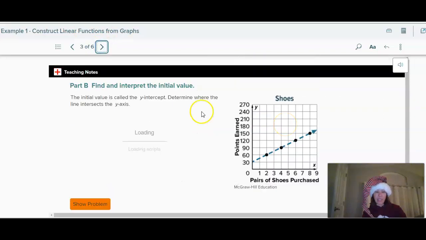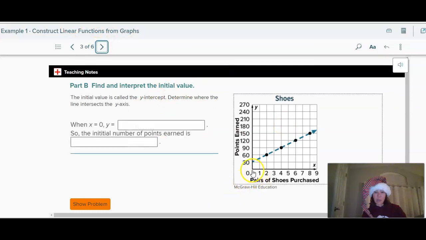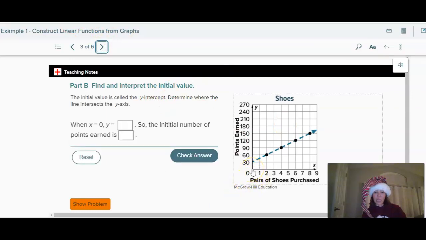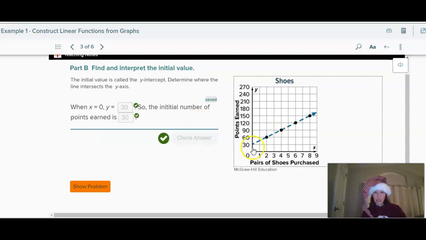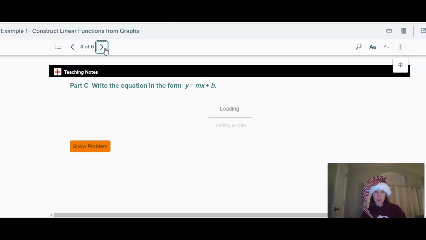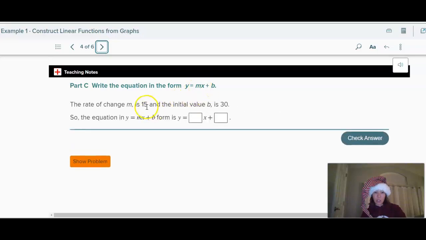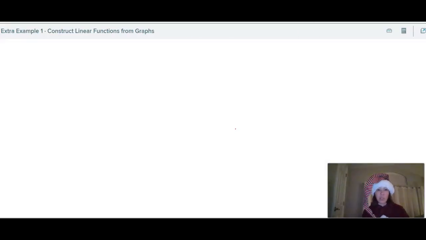Then we have to find our initial value. So our initial value is when x equals 0, what is y? And when x is 0, you can see that y is 30. So the initial value, or the y-intercept, is 30. And now that you have the slope and the y-intercept, slope which is 15 and the y-intercept is 30, all you have to do now is plug it into the formula, just like we did before. So you can fill in those spaces in boxes on page 275, and we're going to look at another example together.